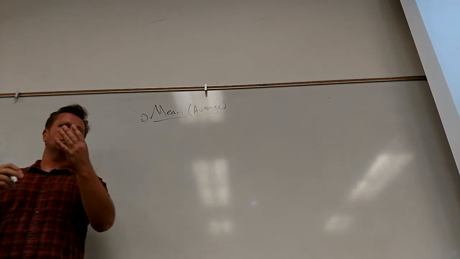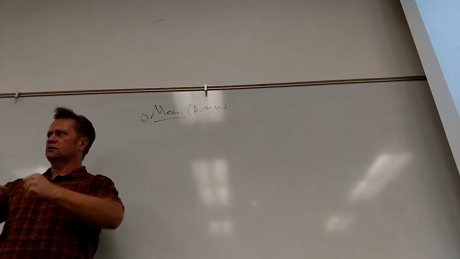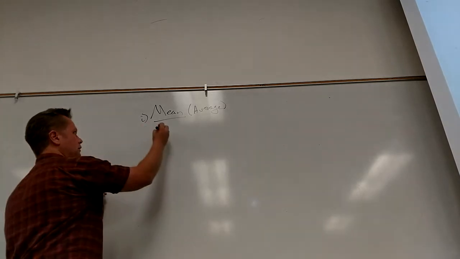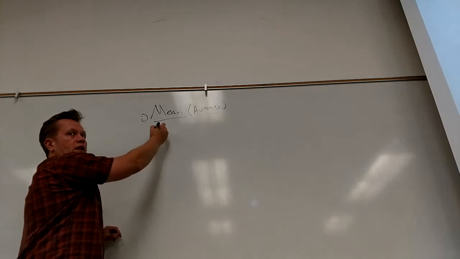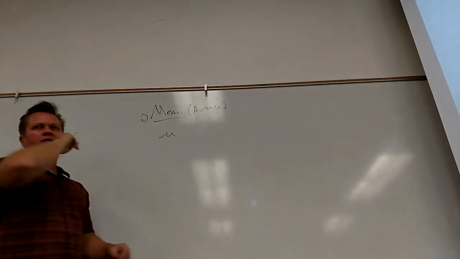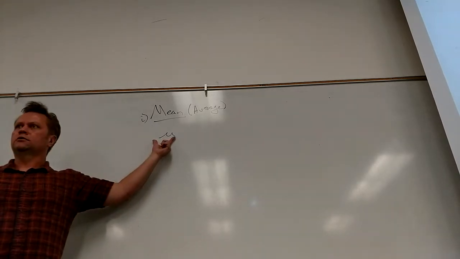So if it's a population, the mean gets a Greek symbol, to make it seem more official. It looks like a U with an extra leg. It's not an M. It's the symbol mu. It's a Greek letter.